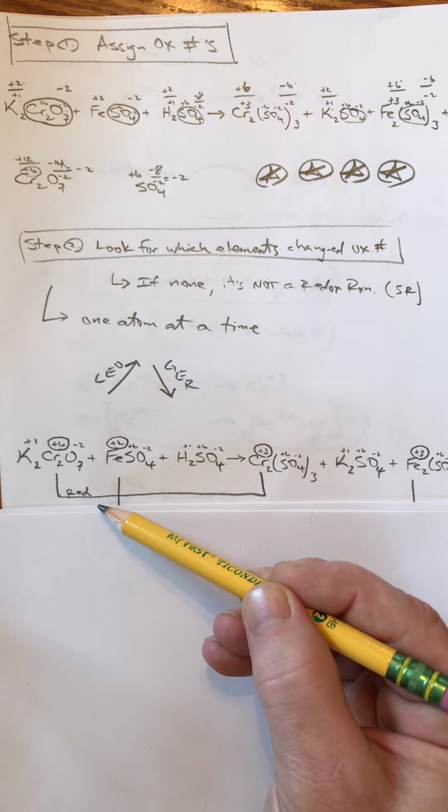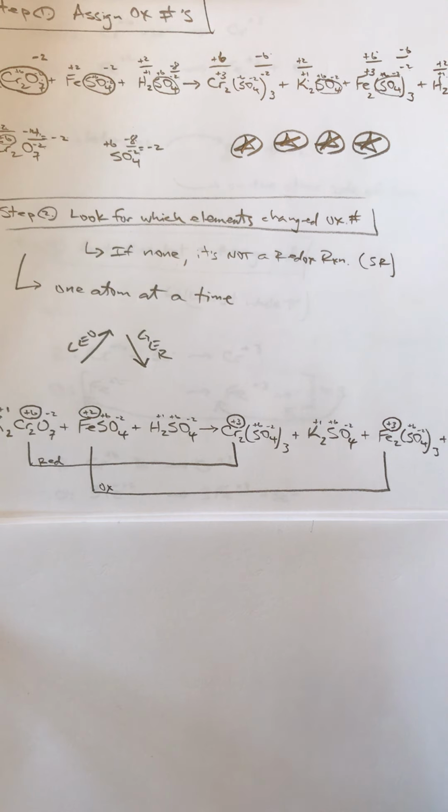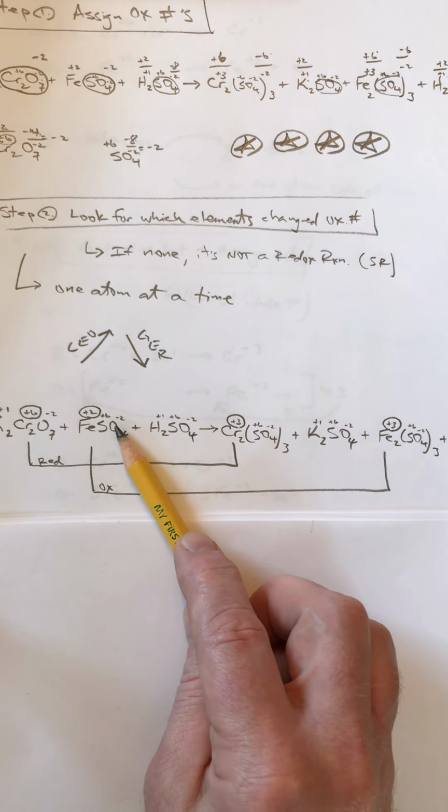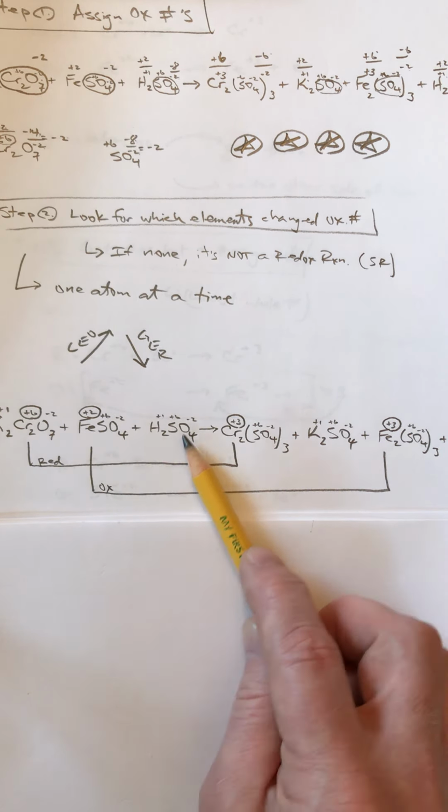Nobody else changed. Potassium stayed at +1. Oxygen stayed at -2 the whole way. Sulfate, for that matter, every time I see sulfate, sulfur is +6, oxygen is -2, and oxygen over here, again, -2. It didn't change. Hydrogen +1, hydrogen +1. Nobody else was involved in redox.